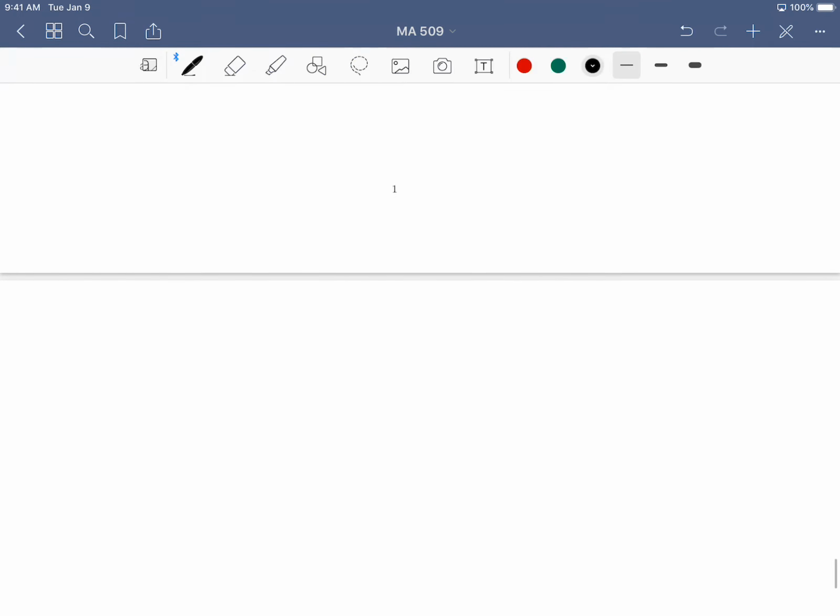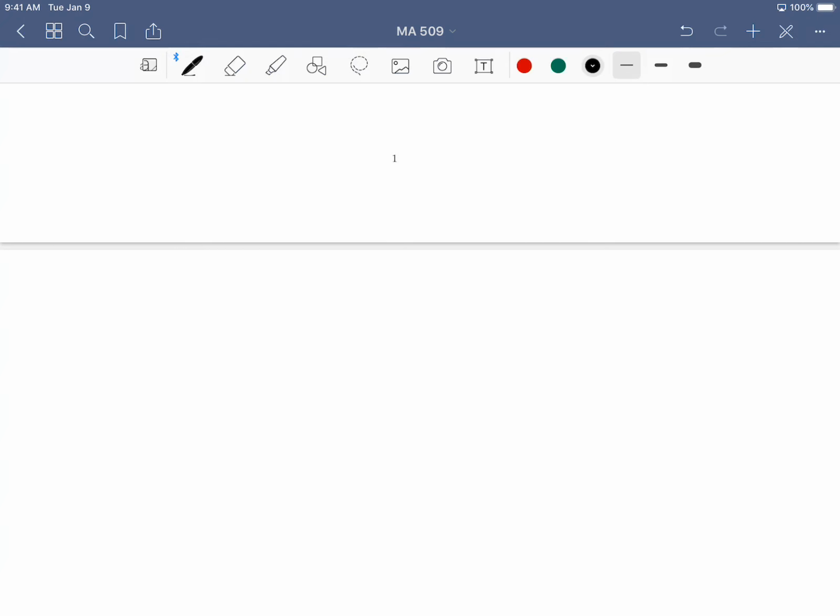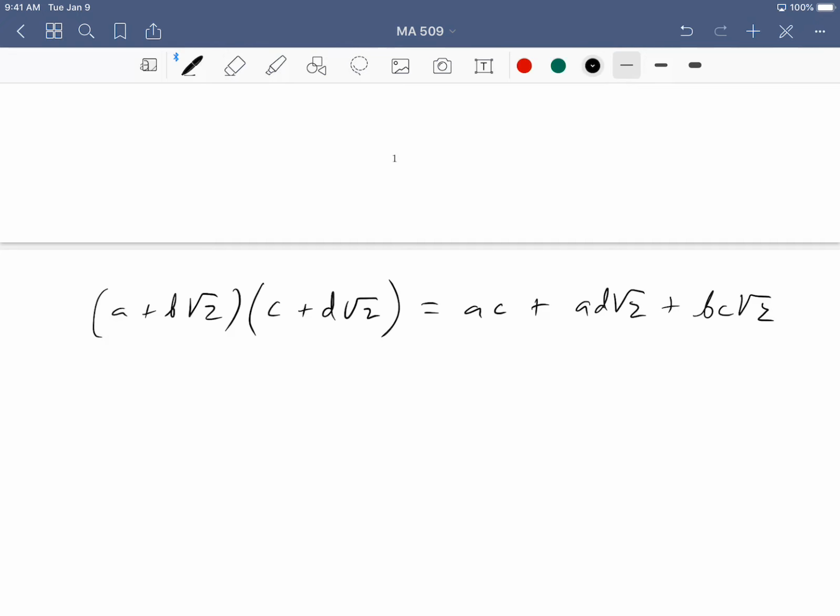So now we want to do the same thing with multiplication. Now I want to take a plus b root 2 times c plus d root 2. All right, so this is a foiling problem. If I do the first two terms together, that's ac. The outer two are ad root 2. The inner is bc root 2. And then the last is bd times root 2 times root 2.